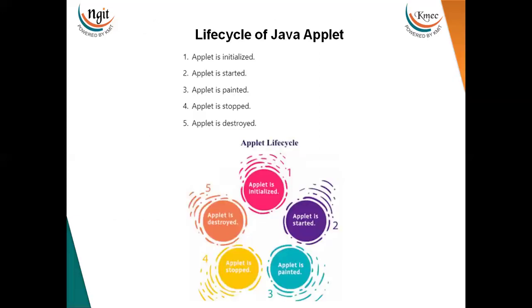So sir, what is the life cycle of an applet? Beta, in this life cycle process, an applet has four life cycle methods, and one life cycle method is going to be contributed or provided by the Component class.